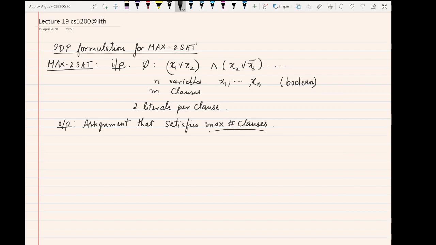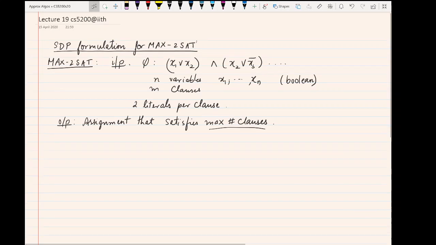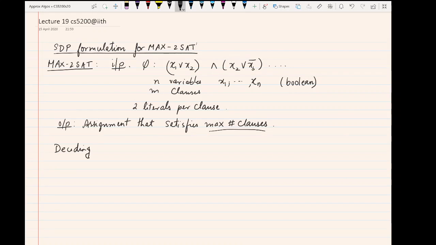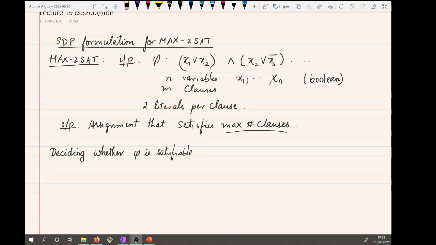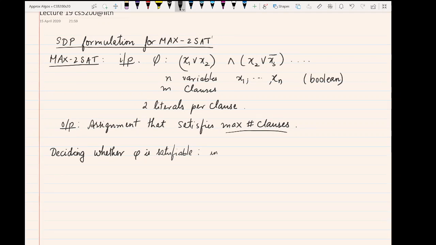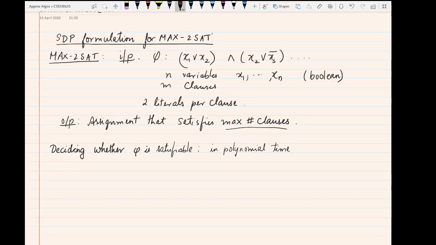Now, unlike the 3-SAT version, actually just the decision version of this, that is deciding just whether phi is satisfiable or not, this particular problem is in polynomial time. Okay. However, finding an assignment that maximizes the number of clauses that are satisfied in phi, this is NP hard. Okay, and that's a problem that we want to write an SDP formulation for.